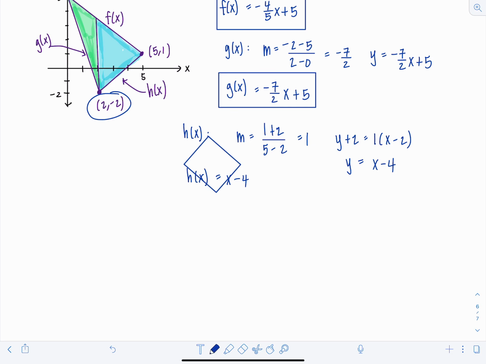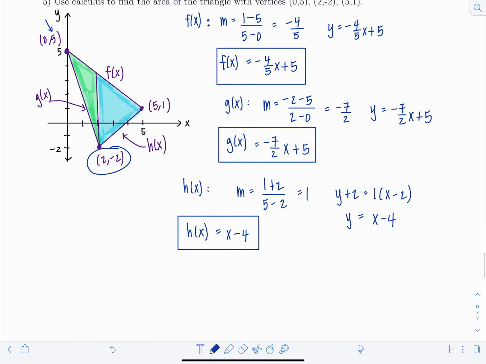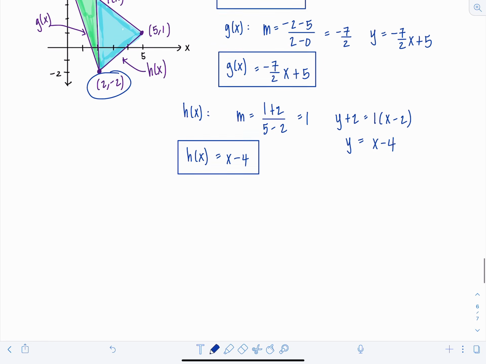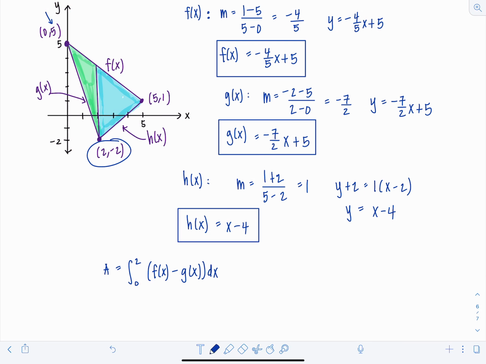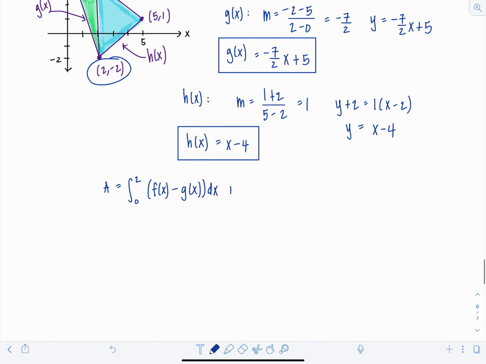All right, now let's set up our integral to represent the area. So for the first one, the limits are going to be from 0 to 2 to find that green portion. So the area is going to equal the integral from 0 to 2 of f of x minus g of x, since f of x is on the top and g of x is on the bottom, dx. Plus, and then we're going to go from 2 to 5. f of x is still on the top, but now h of x is on the bottom.